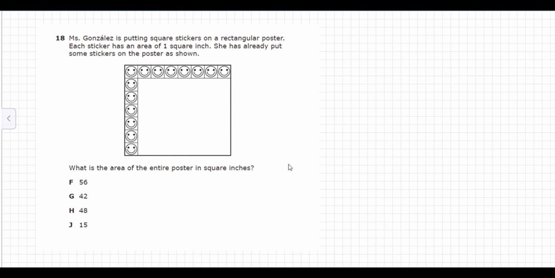Question number 18. Ms. Gonzalez is putting square stickers on a rectangular poster. Each sticker has an area of 1 square inch. There are 8 stickers on each row, and the figure shows 7 rows. The area equals width times length. Hence, we have 7 times 8 equals 56. So F is the correct answer.